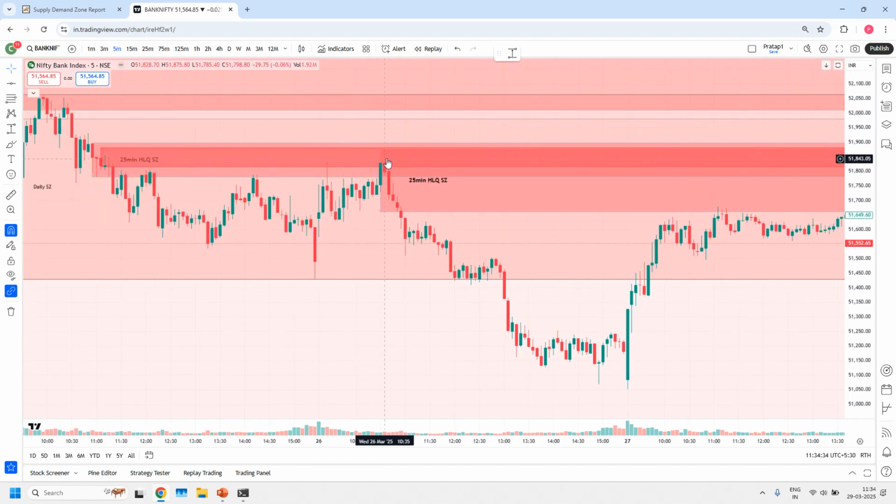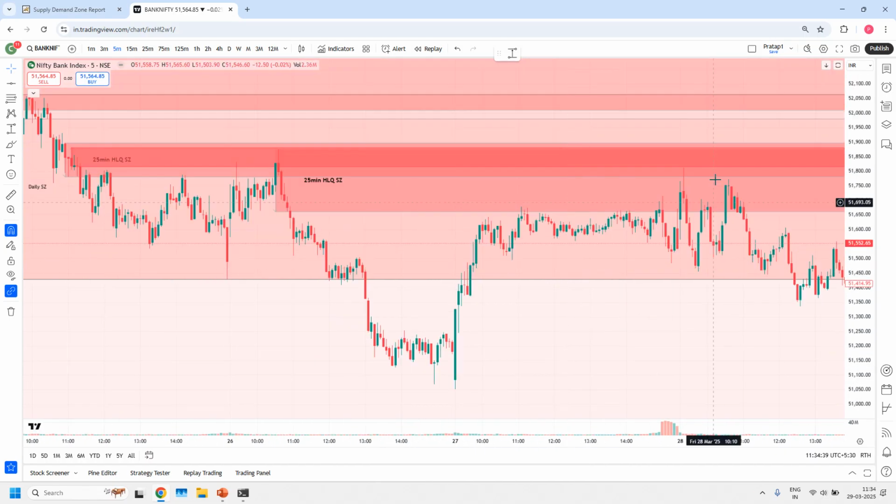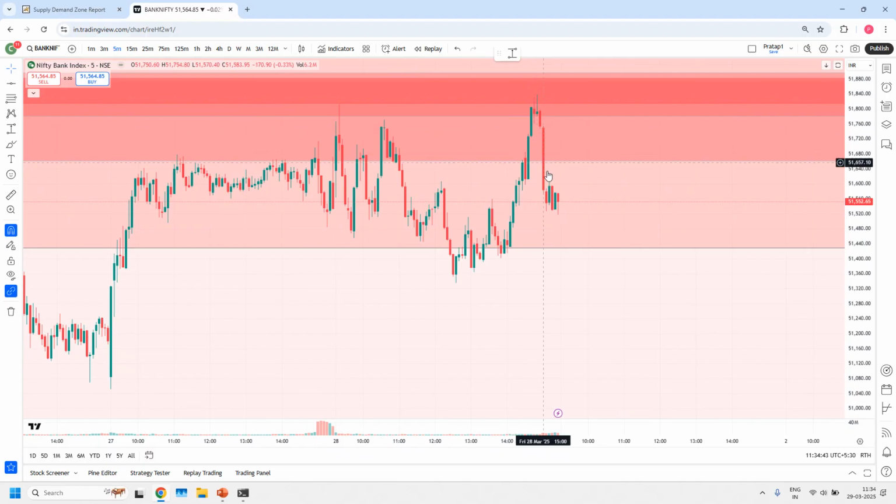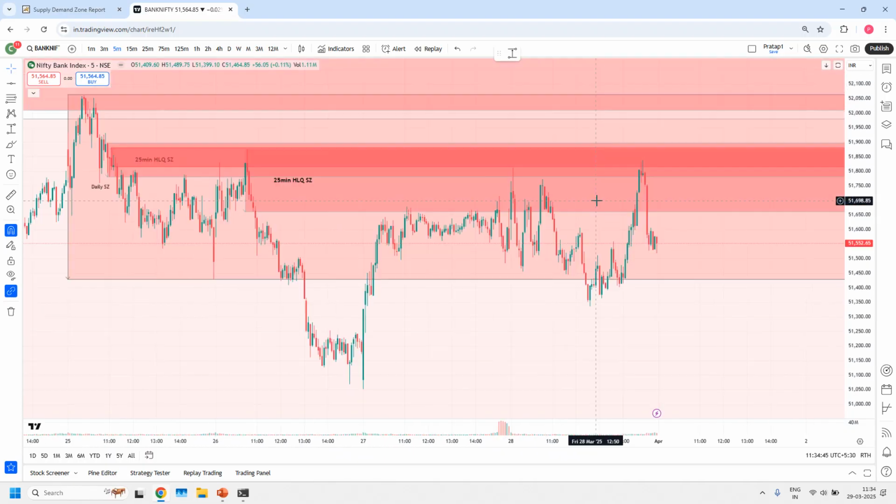Exactly within this area. This has given a huge profit. This has given again good profit. This one again given good profit. This is how our high liquidity zones are working. Okay.